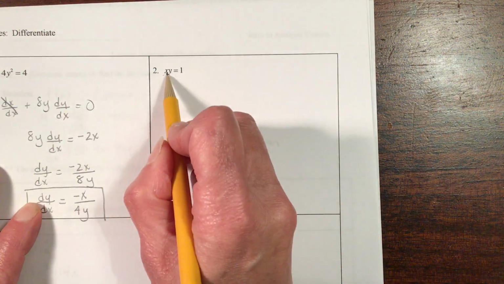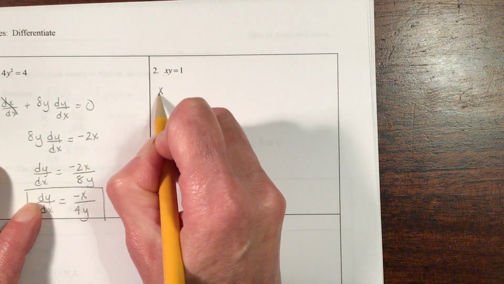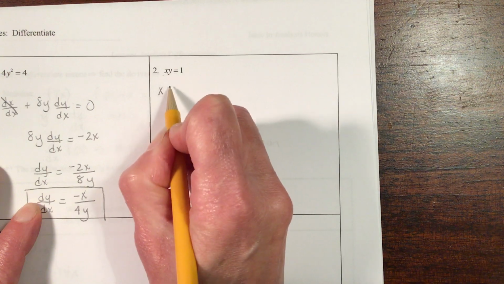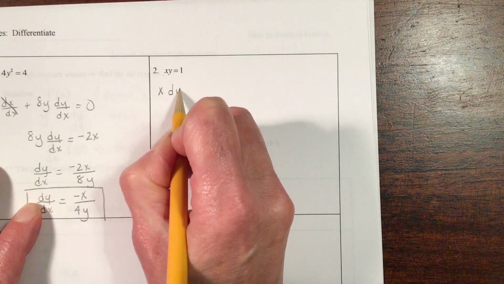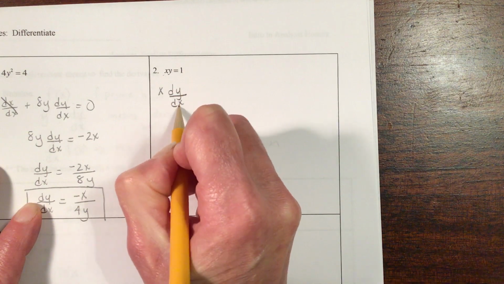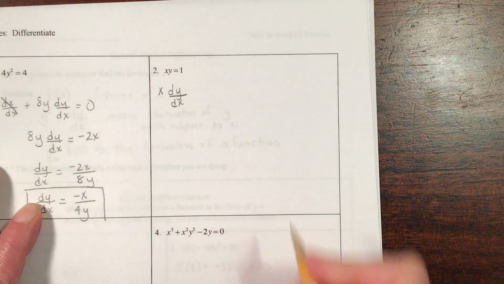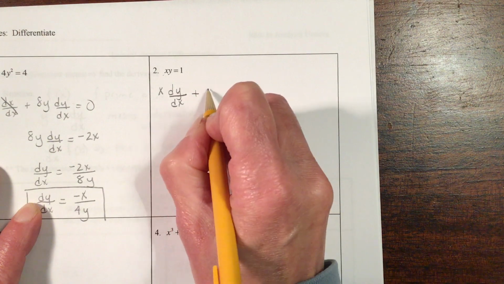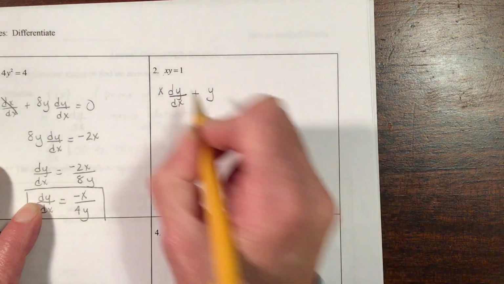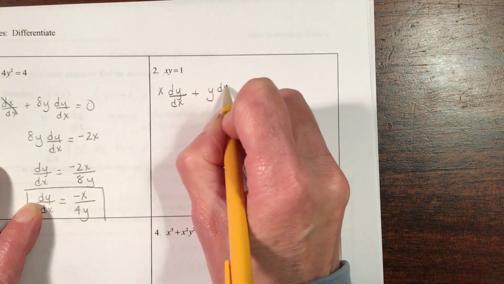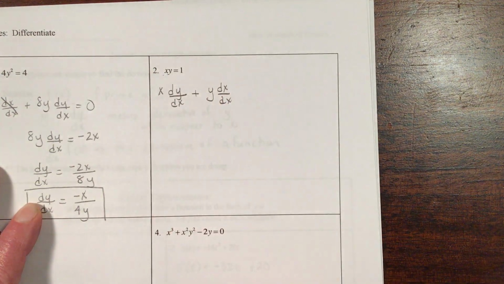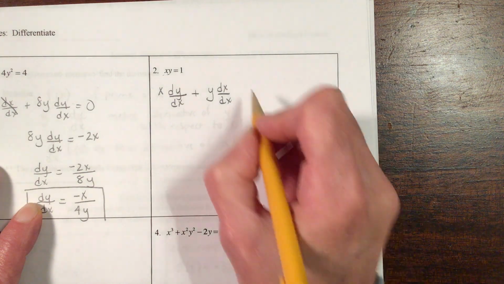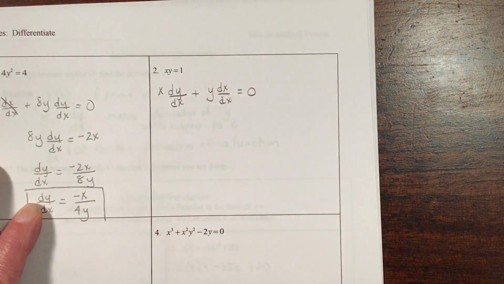So my product rule is the first term times the derivative of the second, which is the derivative of y is just 1. But since I took the derivative of a term with the y in it, I'm going to write dy/dx. Plus the second function times the derivative of the first, dx/dx, right? I'm taking the derivative of something that has an x in it, equals 0.